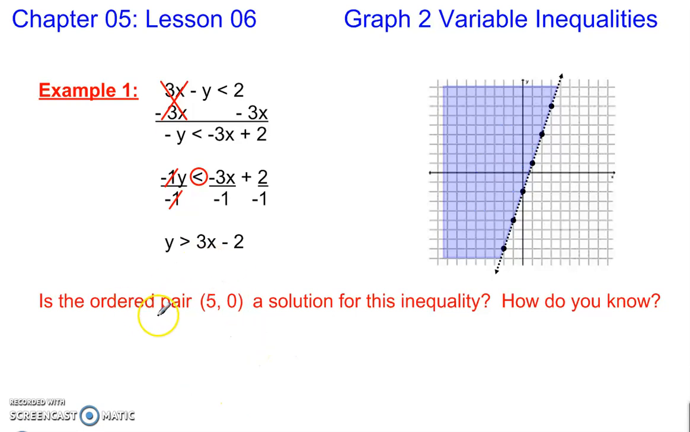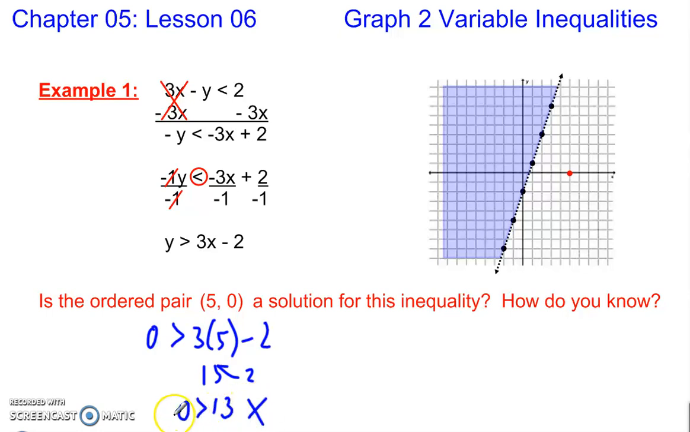So same thing here. If we have another ordered pair, 5 and 0, is that a solution for this inequality? We'll plug it in, 5 and 0. There's my point, and this is not part of the solution. You could also find that by plugging it in here, put in 0 and 5 there, figure out that's not true. If I plug in 0 for y, is that greater than 3 times 5 minus 2? 3 times 5 is 15, minus 2 is 13, and 0 is not greater than 13, so it's not part of the solution.